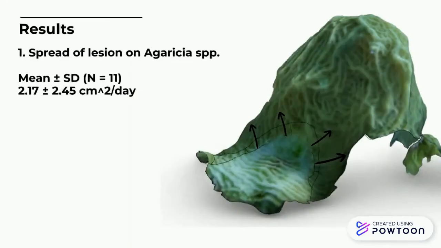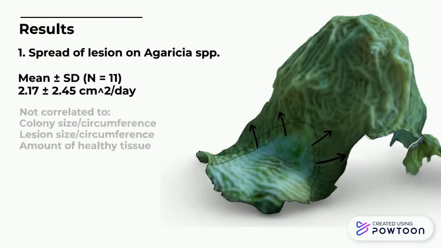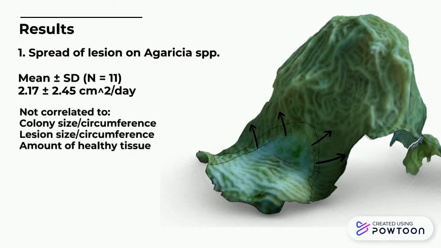The lesions on 11 Agaricia colonies were tracked in November 2019. They lost the tissue at a rate of 2.17 plus or minus 2.45 square centimeters a day. This tissue loss rate did not correlate with colony or lesion size and did not differ among sites and depth.